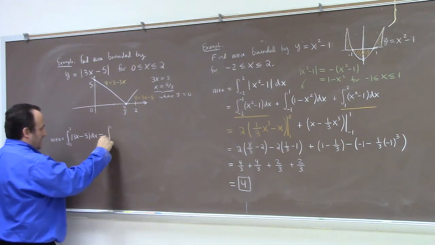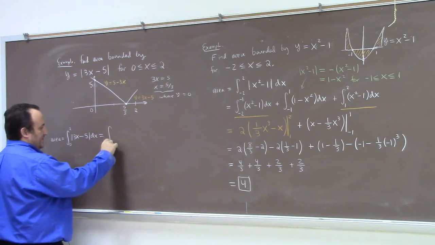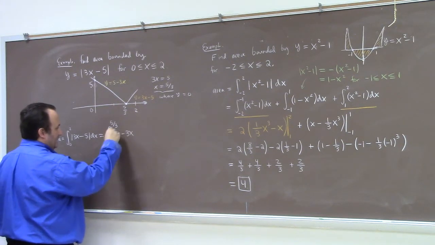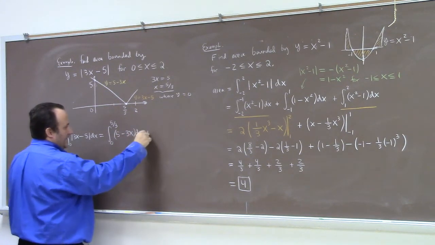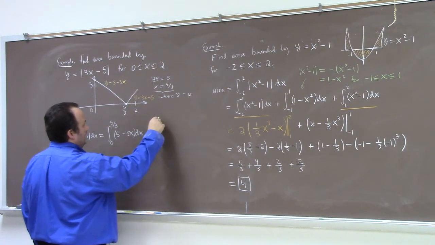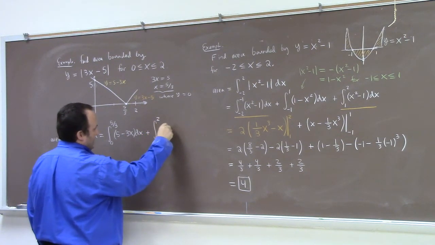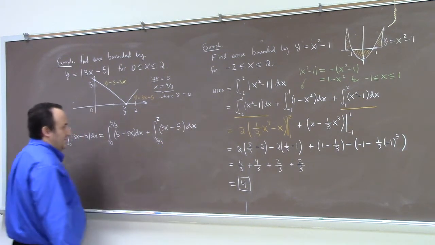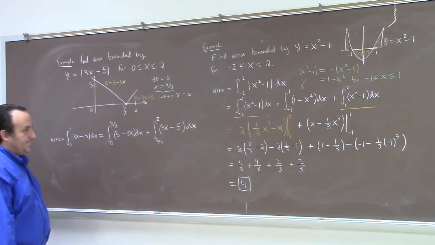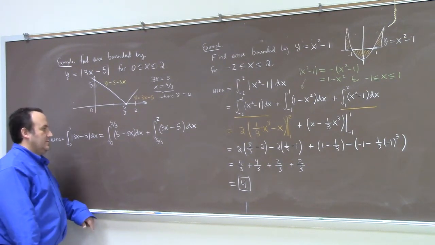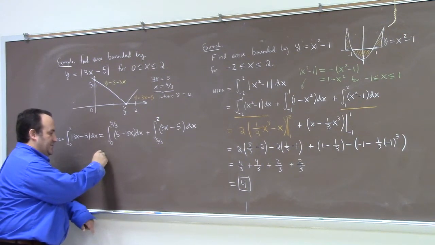But to do that, we're going to integrate from 0 to 5/3 of 5 minus 3x, and then we're going to add the integral from 5/3 to 2 of 3x minus 5. And that will give us the area. All right, let me do it.